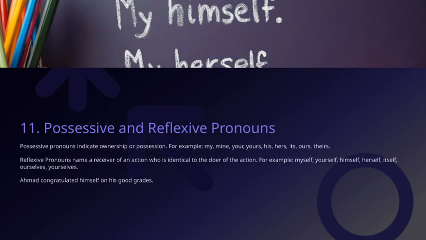On the other hand, reflexive pronouns are a bit different. They refer back to the subject of the sentence, meaning the person or thing doing the action is also the one receiving it. For example, myself, yourself, himself, herself, itself, ourselves, yourselves. To see how this works, consider the sentence: "Ahmed congratulated himself on his good grades." Here, Ahmed is doing the action of congratulating, and he's also the one receiving the congratulations, so we use "himself."